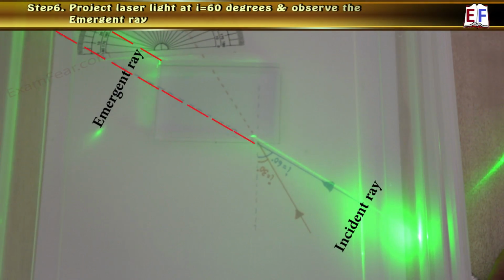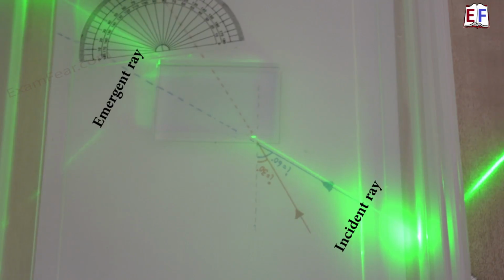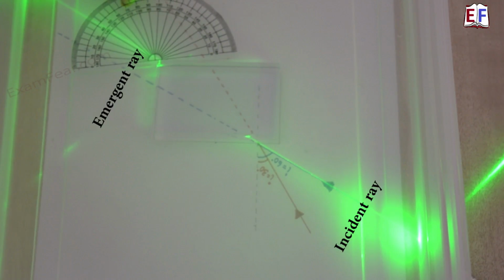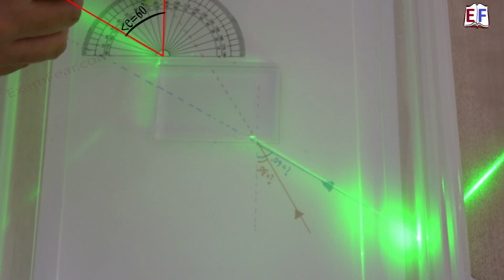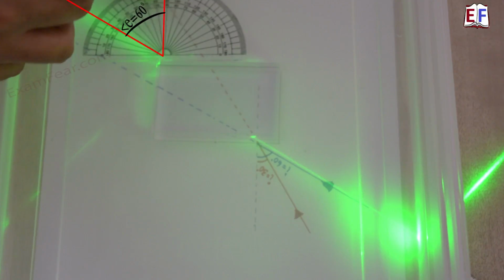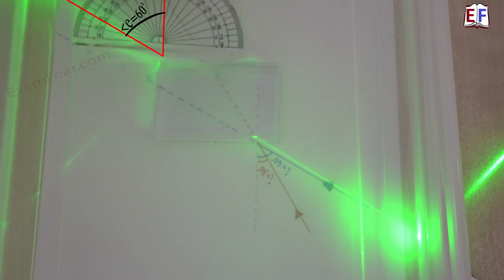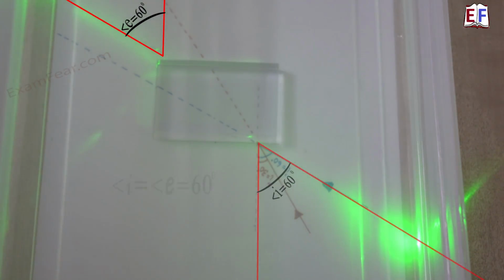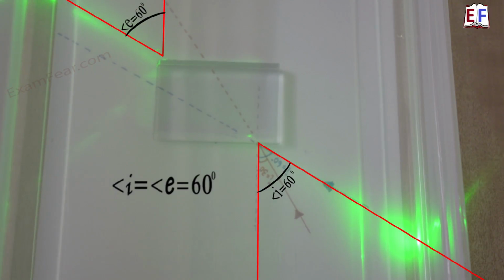Once you place the protractor here, you would be able to determine the angle of incidence. And here also you see that the angle of emergence comes out to be 60 degrees, because this is 30, so this is going to be your angle of emergence. So the angle of emergence here also is 60 degrees. So this proves that the angle of incidence is equal to the angle of emergence, and the emergent ray emerges out parallel to the incident ray.